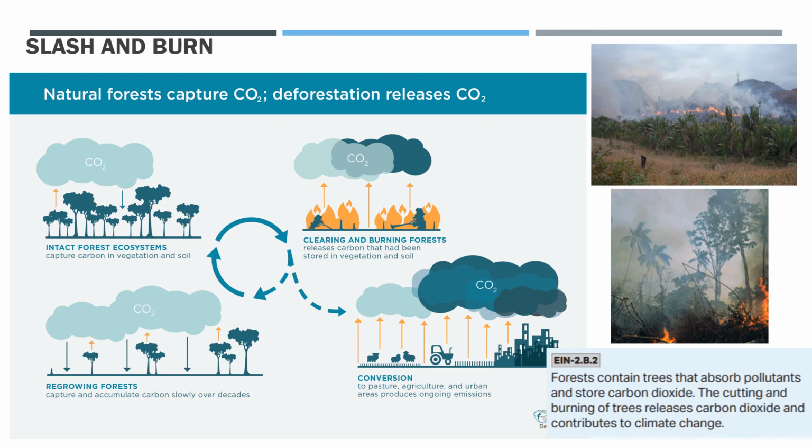On the flip side, we see that clearing and burning of forests just release CO2 because you're cutting down those trees, releasing all that stored carbon in their biomass back into the atmosphere. This graphic is pretty interesting because it also shows us regrowing forests and shows that forests that are regrowing over time do capture back some of that CO2. And lastly, we have a conversion of a forest into pasture in agriculture or urban areas. Again, we see that same big contribution to CO2 without the trees to remove that for us.